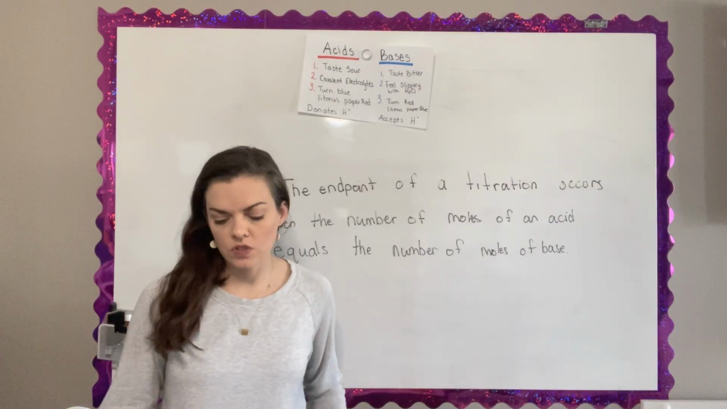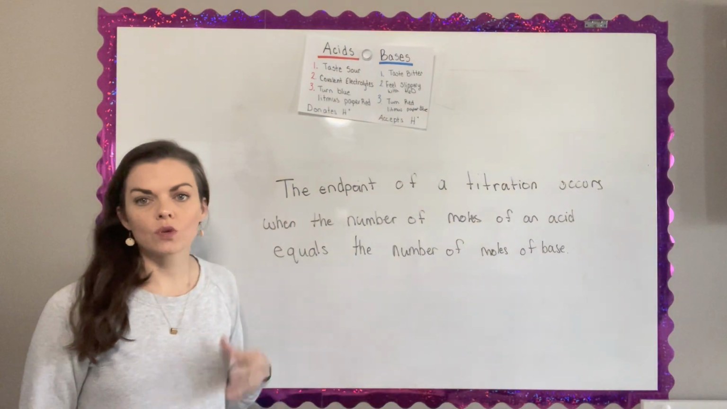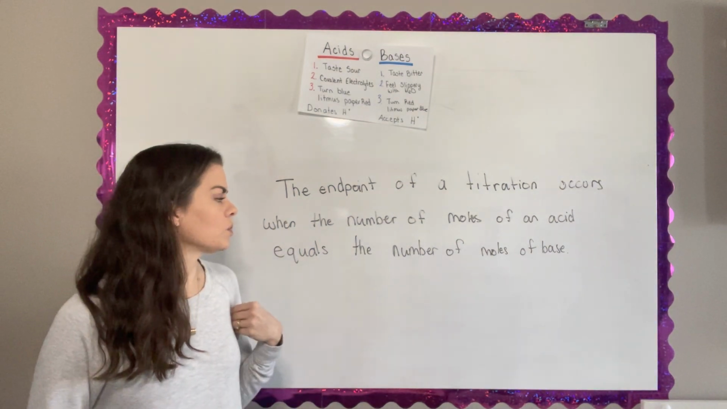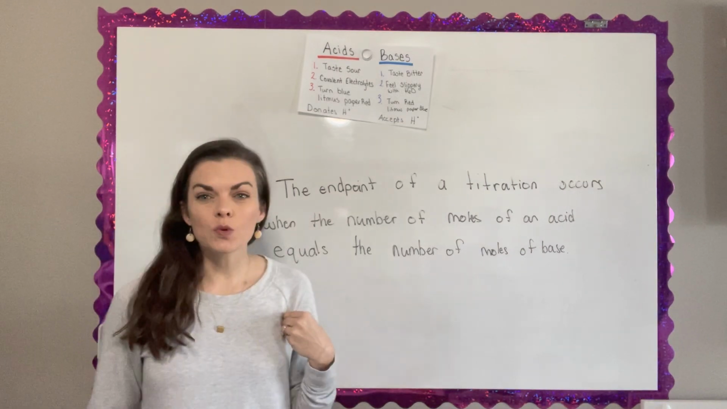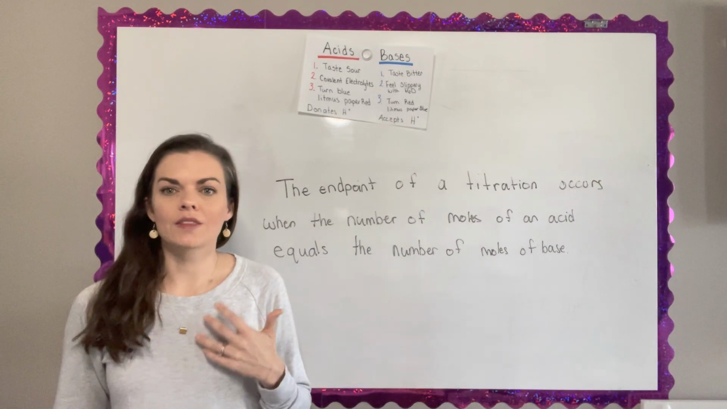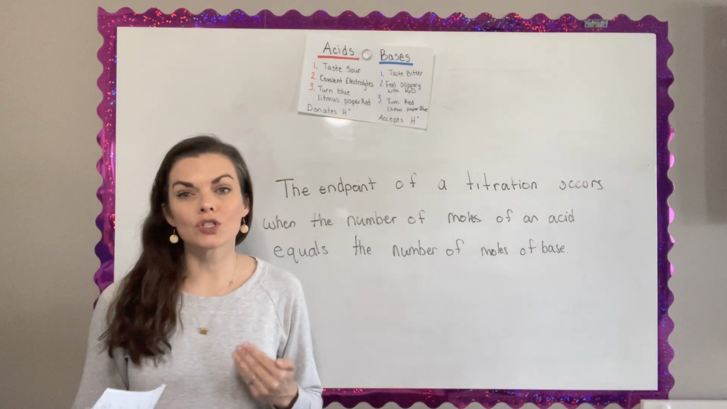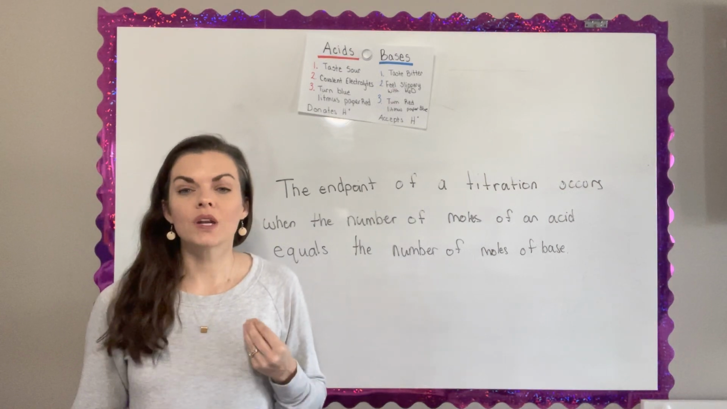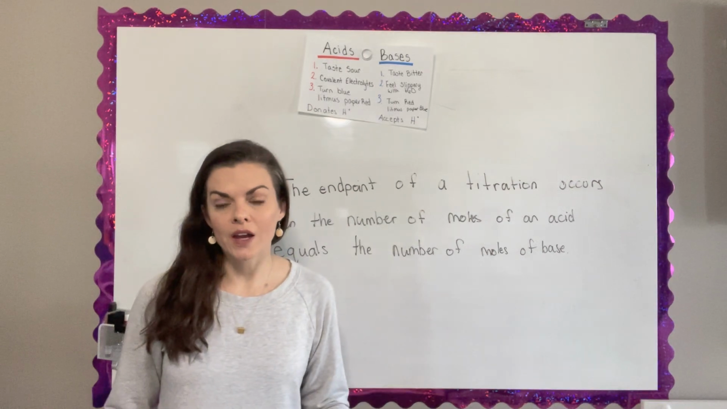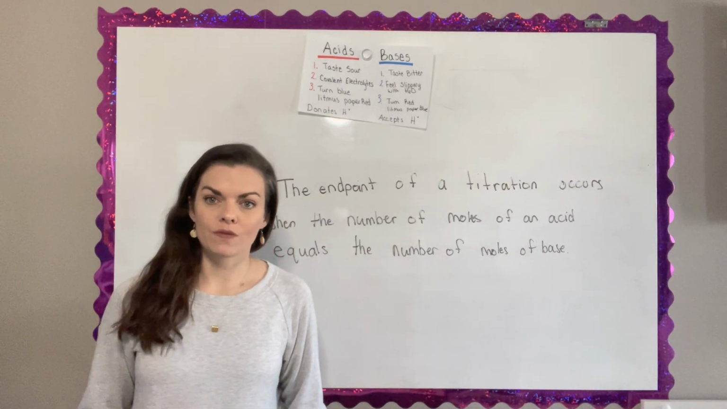Number 6 gives us a statement, and it asks you what is wrong with the statement. And so the statement is: the endpoint of a titration occurs when the number of moles of an acid equals the number of moles of a base. And so the problem with that is that the endpoint actually doesn't always occur when the moles are equal to each other. It just depends on the compound, but it does occur when there are enough moles of the acid to neutralize the moles of the base.